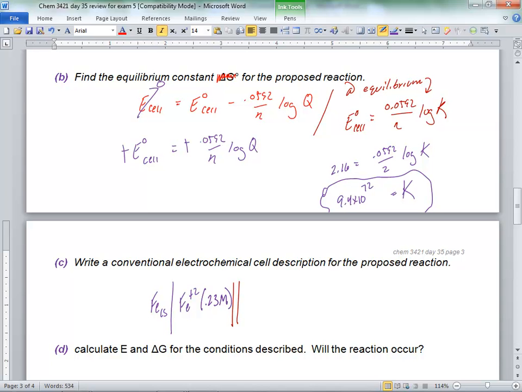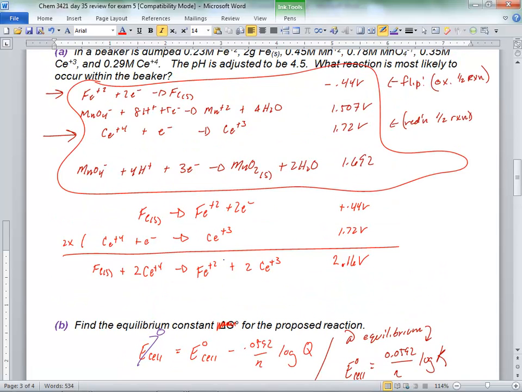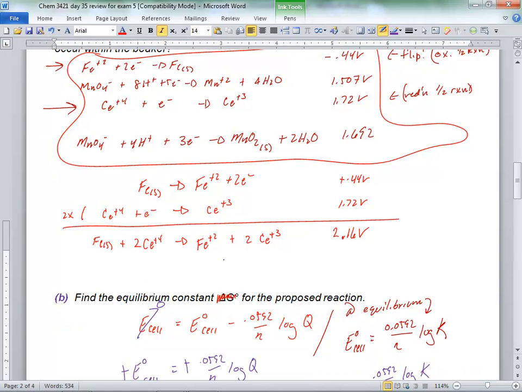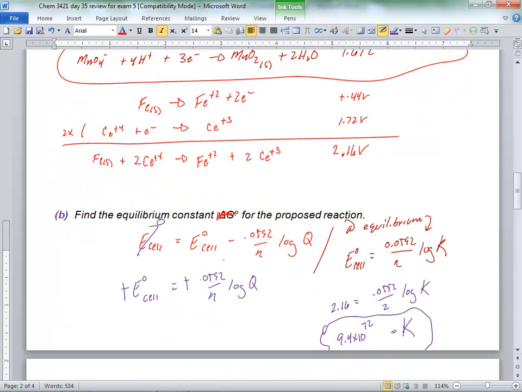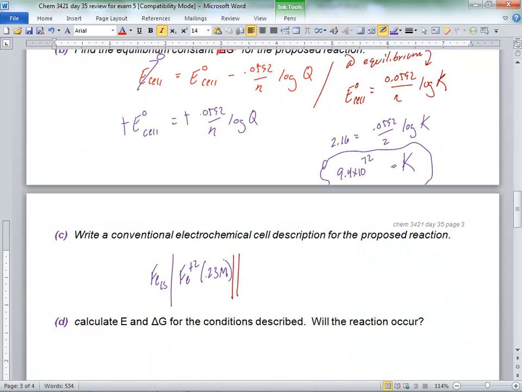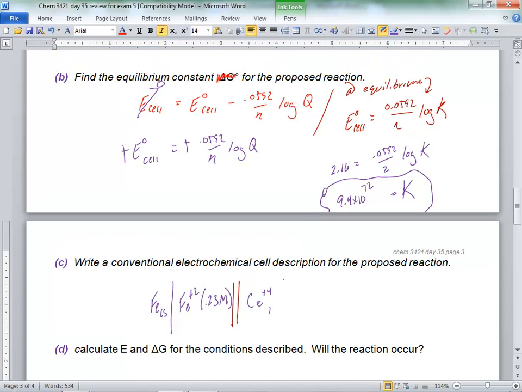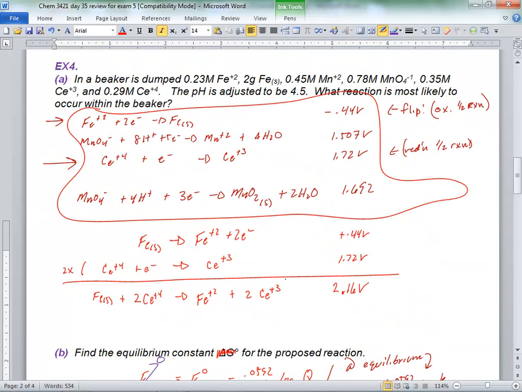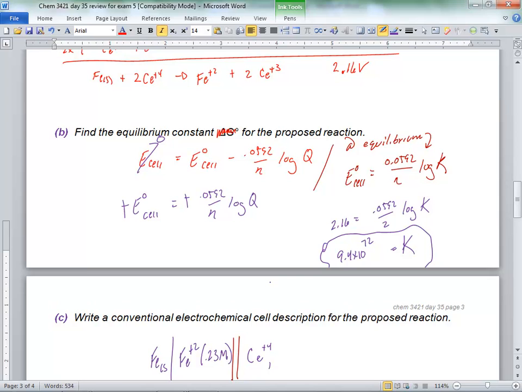If you know it, right? What was the rest? The reduction half reaction was cesium. They don't say there's a salt bridge, or just assume there's a salt bridge. Yeah, there has to be a salt bridge. What is cesium plus 4? 0.29 molar.